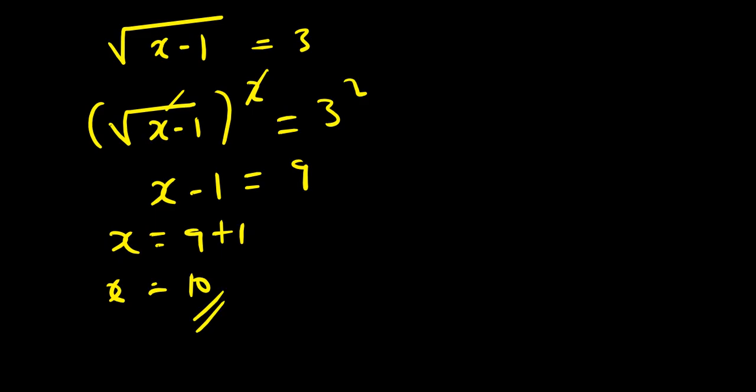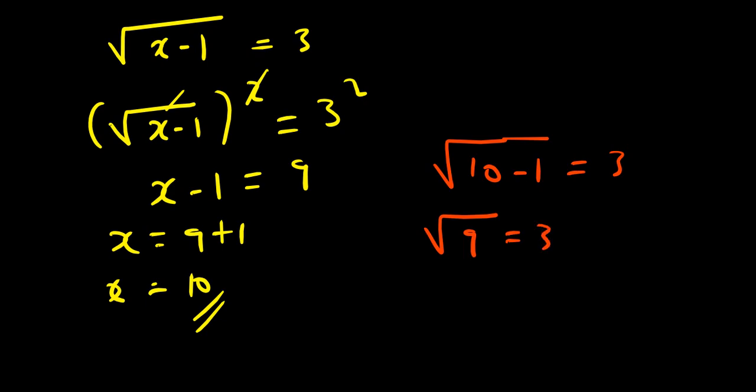Now you have to check if it's really correct. If we take our equation, is the square root of 10 minus 1 equal to 3? You know that 10 minus 1 is 9, and the square root of 9 is 3. So 3 is equal to 3. You could have a positive or a negative root, but only the positive 3 is your solution. So this will be your solution set, 3 will be your answer there.